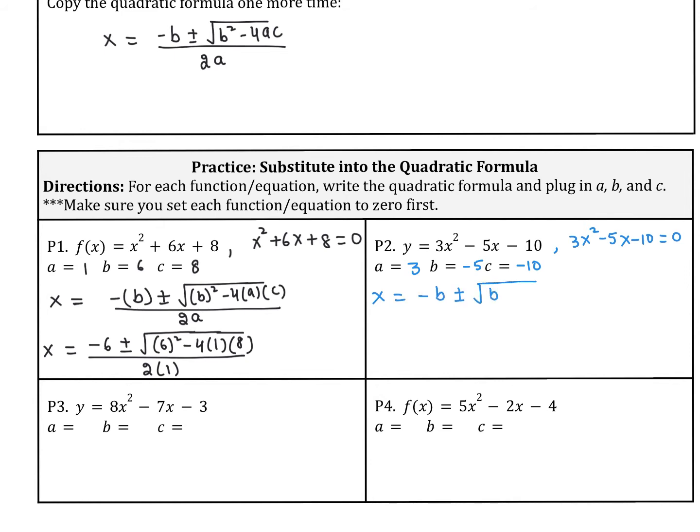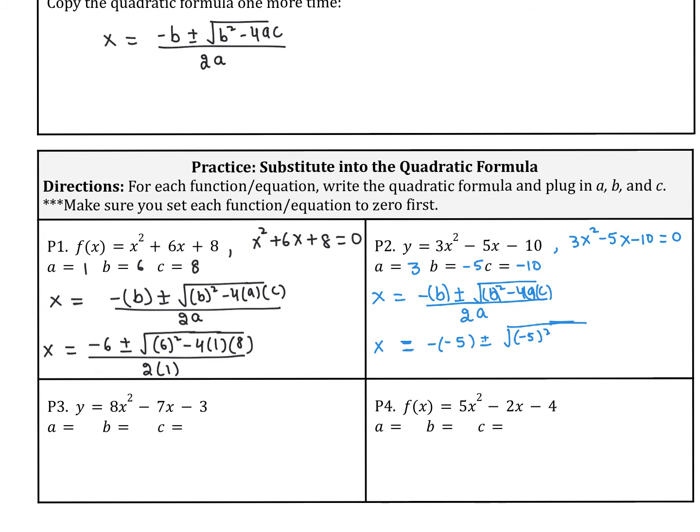Negative b plus or minus the square root of b squared minus 4ac, all over 2a. Plugging in the values here, you're going to get negative 5. I always write a bracket, because if it's a negative sign, you can use the bracket and it's helpful to solve.